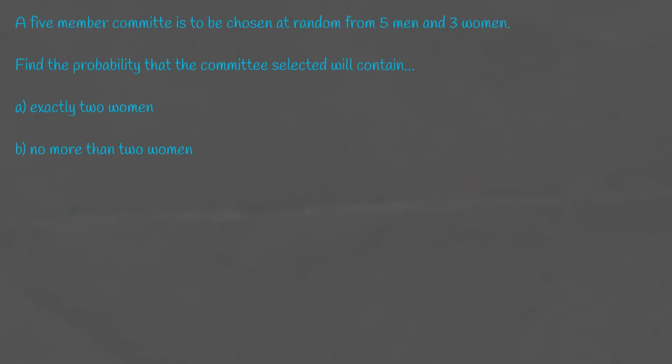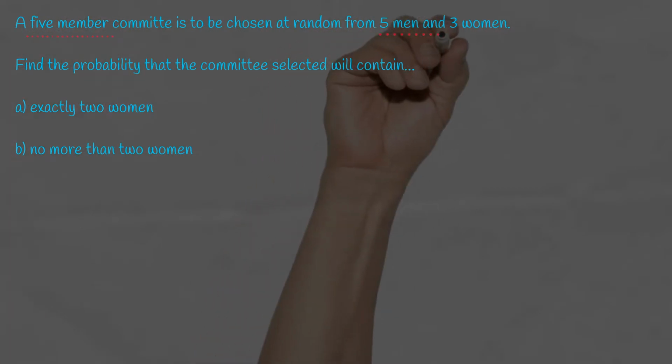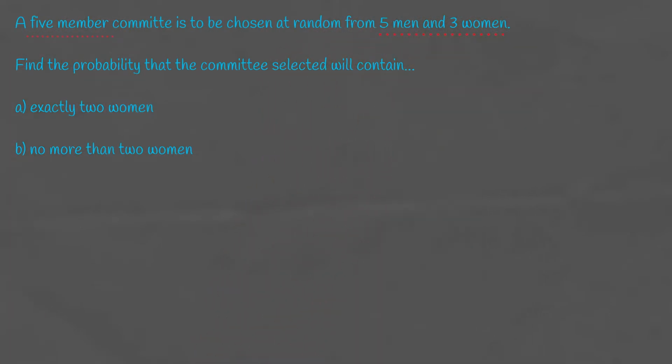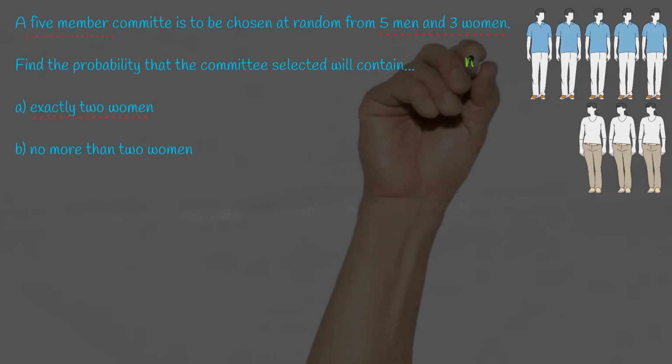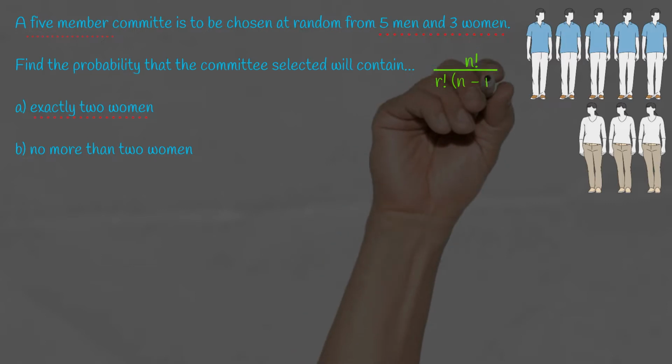In this first question, we have 5 members that we need for a committee. There are 5 men and 3 women, and we need exactly 2 women in the committee that we're going to select. As it doesn't matter in which order we select the committee members, this is a combination. This is the equation for combinations here.